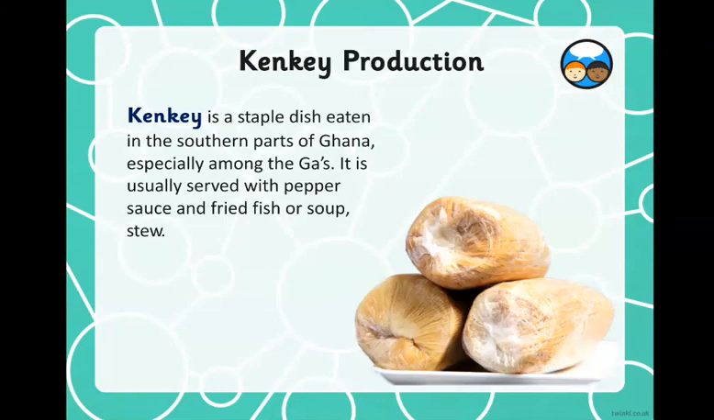Kenkey is a staple dish eaten in the southern parts of Ghana, especially among the Gas. It is usually served with pepper sauce and fish or soup or stew. We are going to look at how kenkey is produced. Preparation of kenkey takes more than a day.